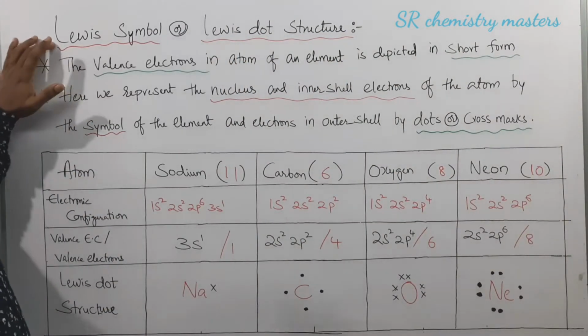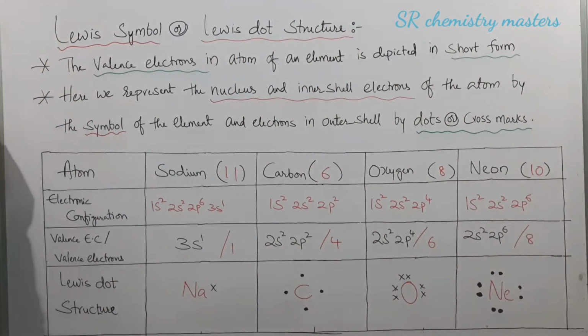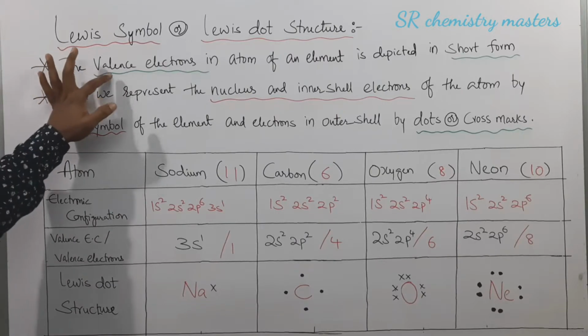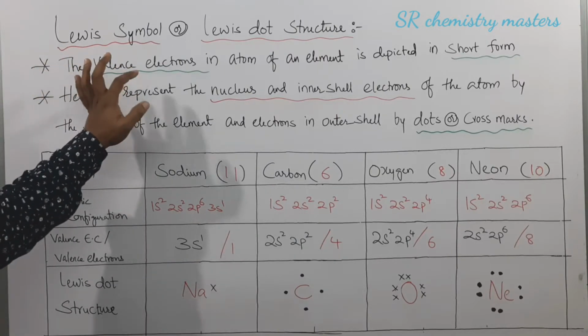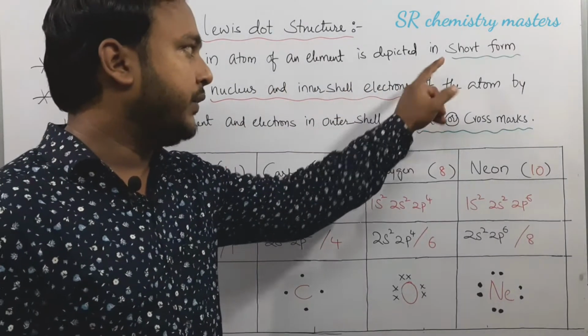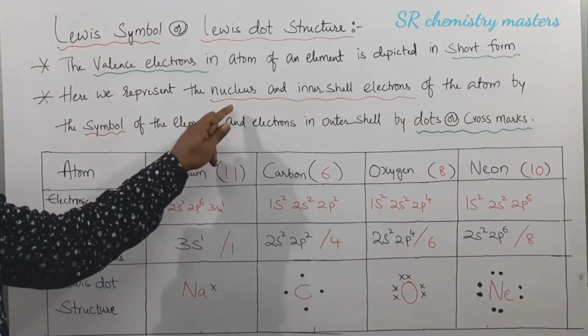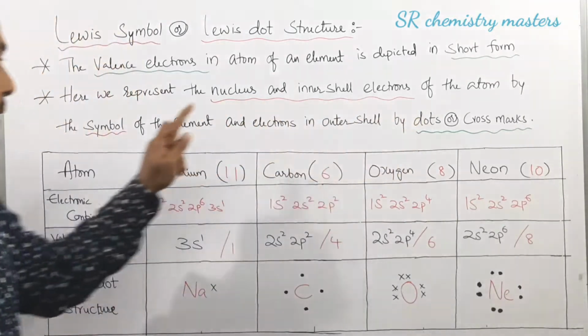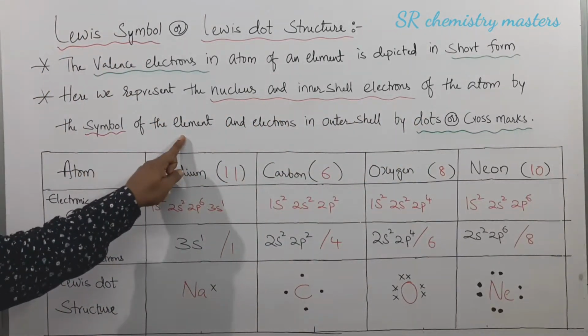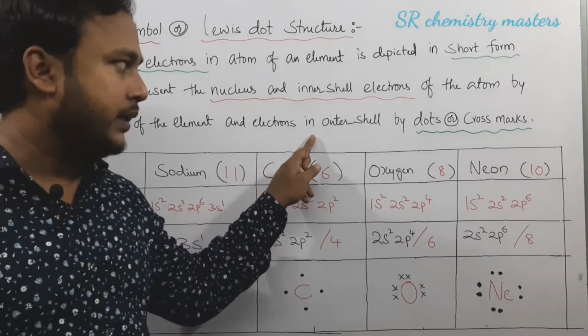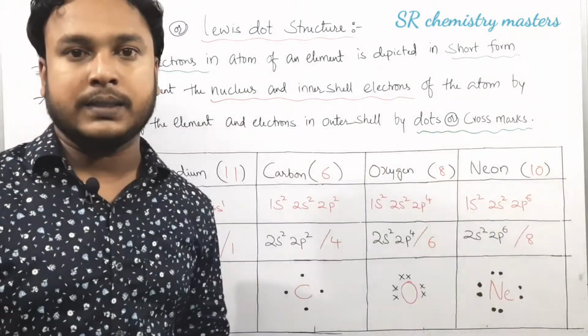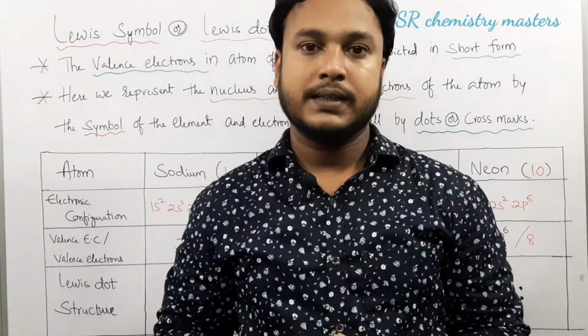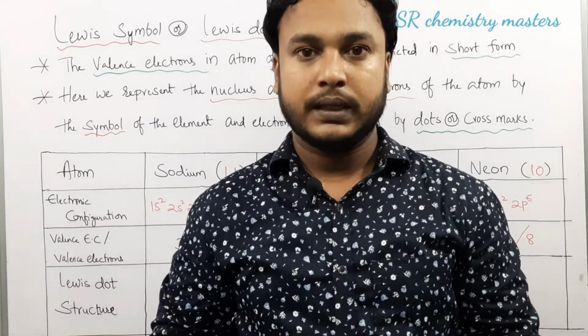In a Lewis symbol or Lewis dot structure, we represent the valence electrons of an atom of an element in short form. We represent the nucleus and the inner shells of an atom by the symbol of the element, and the electrons present in the outermost shell by dots or cross marks. Here the question arises: why are we going to use the Lewis dot structure?